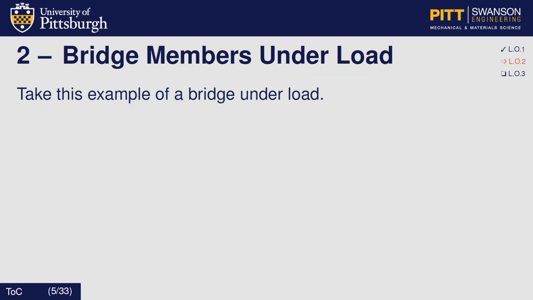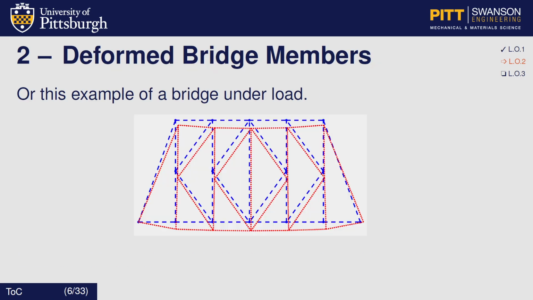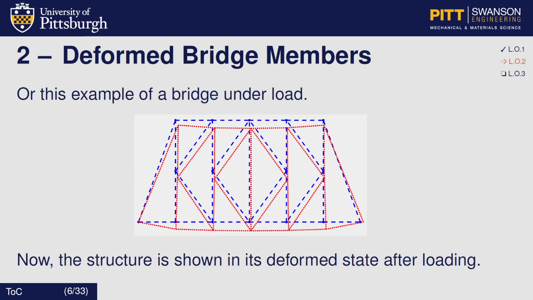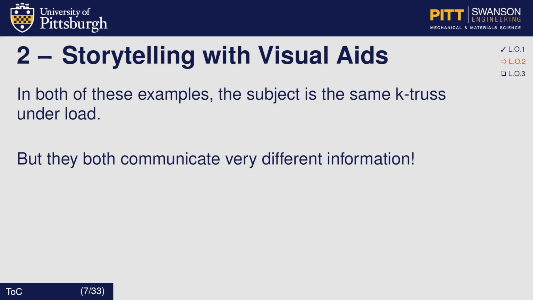Take this example of a bridge under load. Each member of this truss is colored according to how much load it carries. Or consider this example of the same truss under load. Now the visualizations showcase how it deforms. In both of these examples, the subject is the same K-truss under load, but both images clearly communicate completely different information. Consider how many words or numbers would be required to convey the same information.